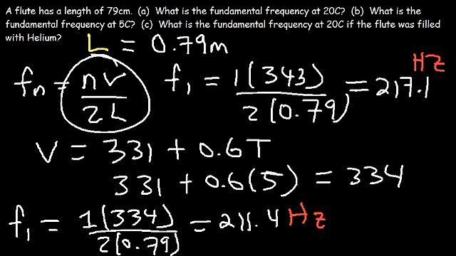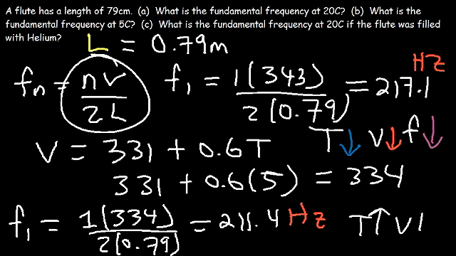So notice that as you decrease the temperature, the speed decreases. And as a result, the fundamental frequency of this musical instrument decreases as well. Likewise, if you increase the temperature, the speed of sound will increase and the frequency will increase. So at high temperatures, the flute is going to emit a higher pitch or higher frequency. At low temperatures, it's going to emit a low pitch or a lower frequency.